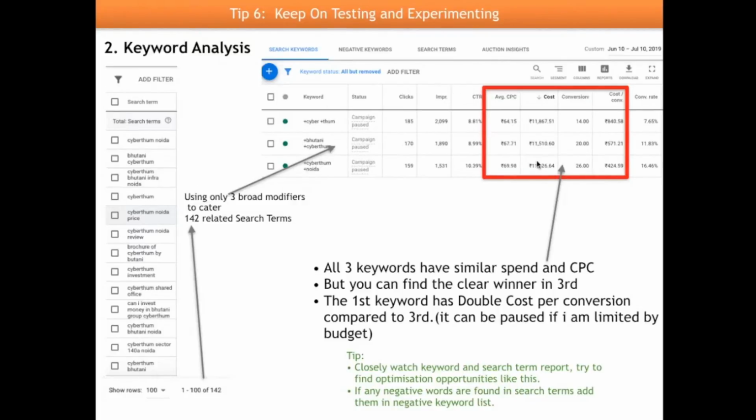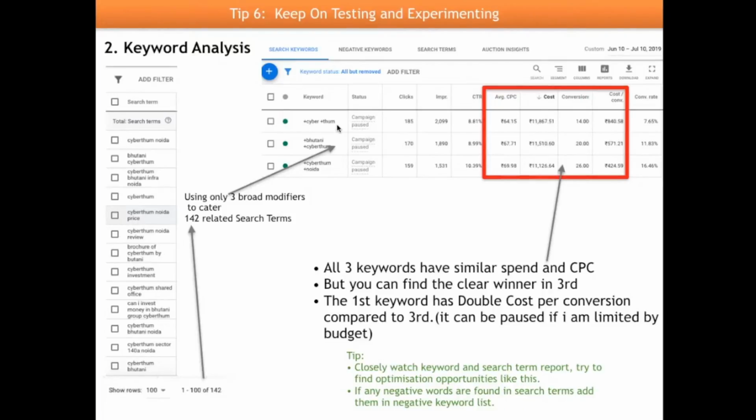Now coming to this, you can clearly see Cybertham plus Noida, where I was closely bounding my traffic with some intent of localization or geo-targeting, a geo-based query. I had 26 conversions in the same budget, whereas here I only had 14 conversions, where I was using this particular match type. And then I identify what search queries happen with this keyword and weed them out.